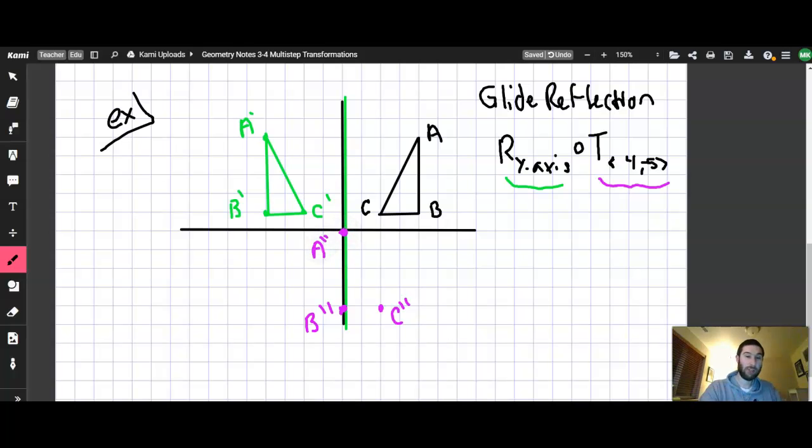So our final shape after both of our reflection and translation is in purple. That is the glide reflection from the pre-image, our black shape, to the image, our purple shape. Let's go ahead and show another glide reflection example here.